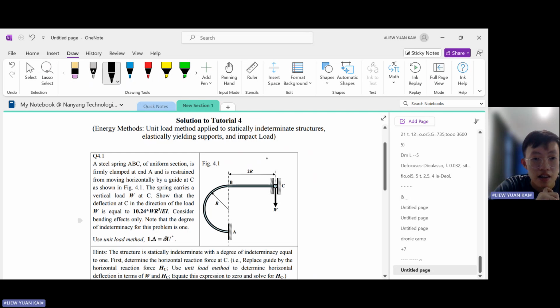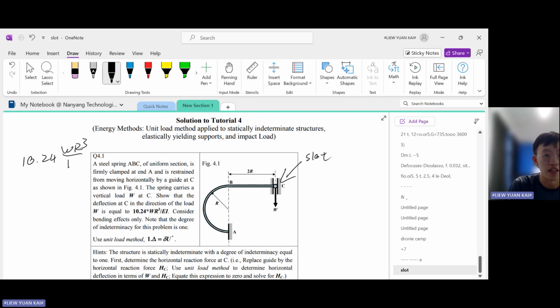A steel spring ABC of uniform section is firmly clamped at A and is restrained from moving horizontally by the guide at C. The guide is referring to this slot here. The spring carries a vertical load W, so there's an externally applied force here at C. Show that the deflection at C in the direction of the load W is equal to 10.24 WR cubed over EI. Consider bending effects only. Note that the degree of indeterminacy is 1.